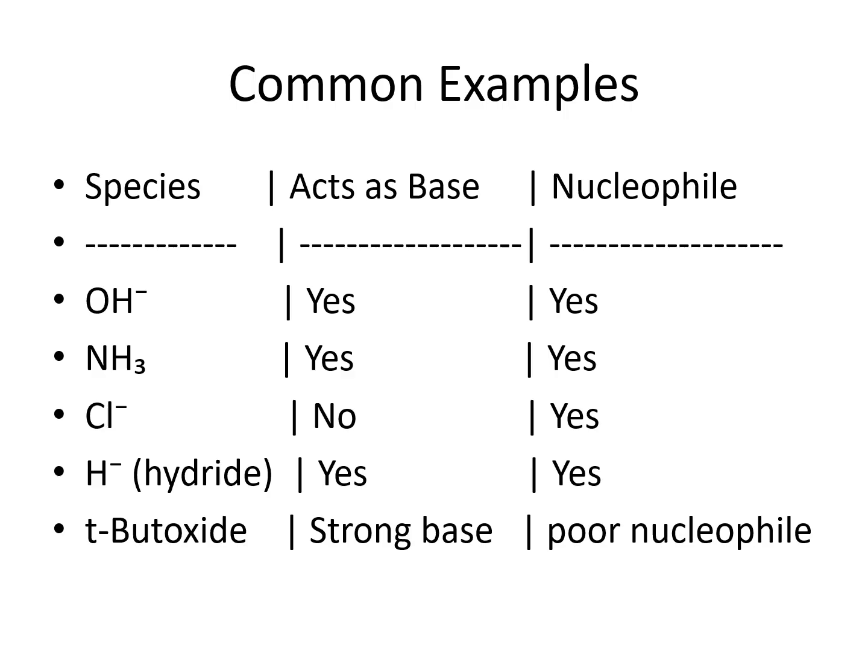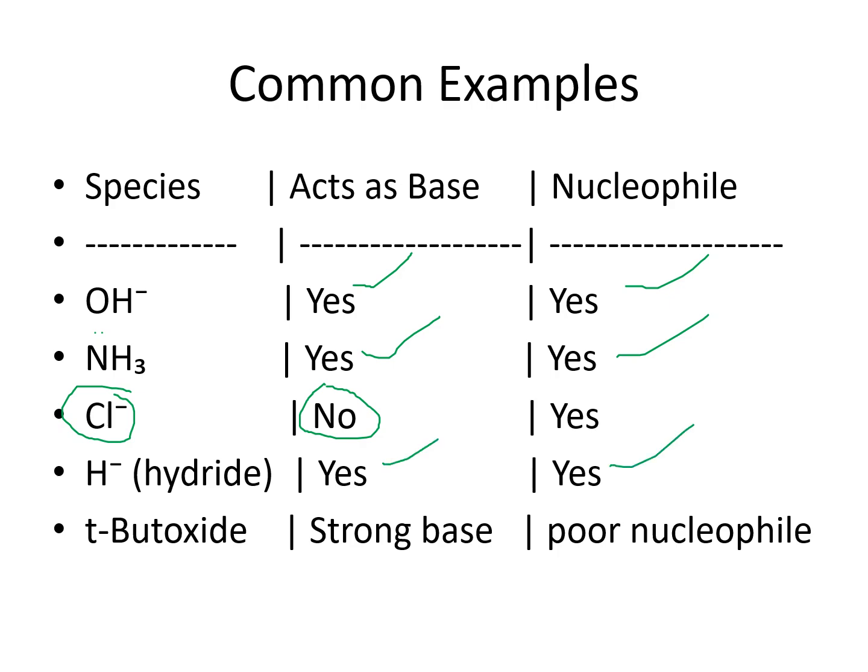Here we have some common examples of species, such as the hydroxide ion. We just saw that hydroxide can act as a base and as a nucleophile. Ammonia also has a lone pair of electrons. You can see it does not have a negative charge, but it has a lone pair of electrons on nitrogen, so it can act as a base and also as a nucleophile. Chloride ion is highly electronegative, so it will act as a nucleophile, but normally it does not act as a base. Hydride ion can act as a base as well as a nucleophile.